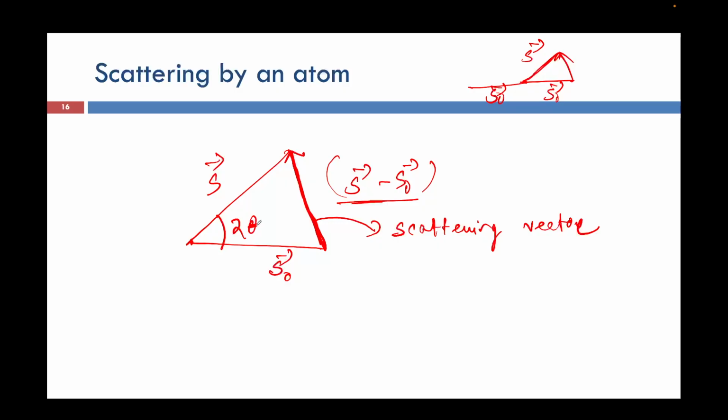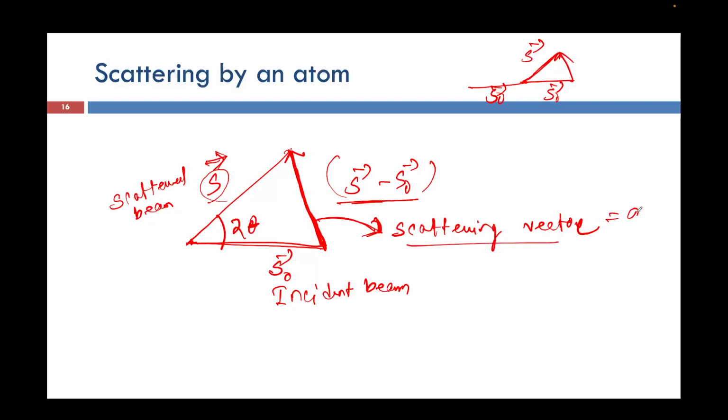So remember, the scattering vector is that vector which turns by an angle 2 theta to make the incident beam a scattered beam, okay? So this is the incident beam, this is the scattered beam, and this S minus S naught, which turns the incident beam into the scattered beam, the vector corresponding to that is known as the scattering vector. Generally we mention that as Q. So S minus S naught will be given by Q.